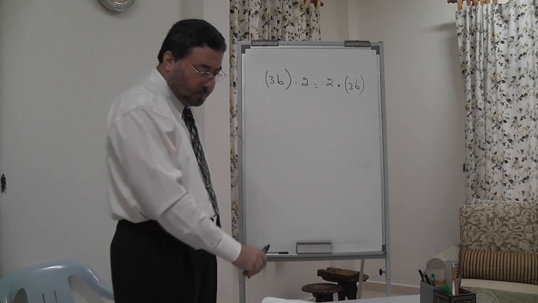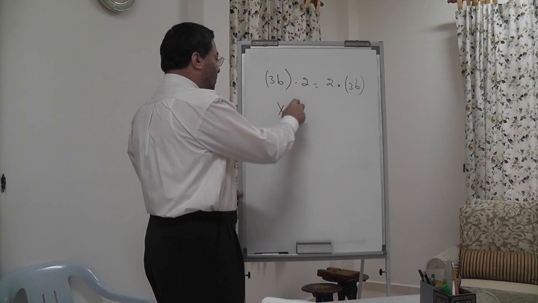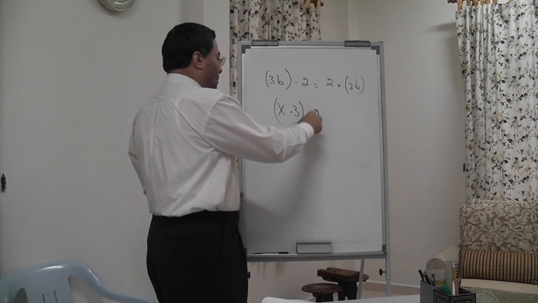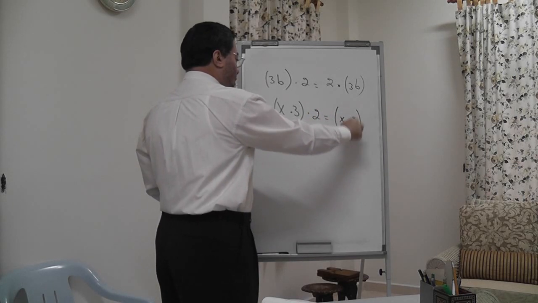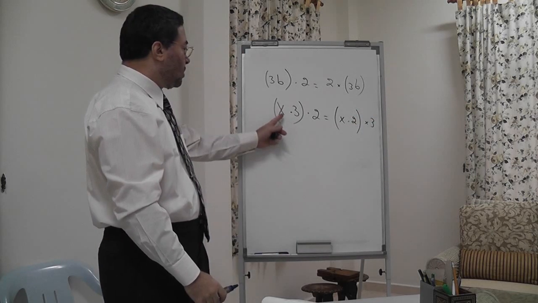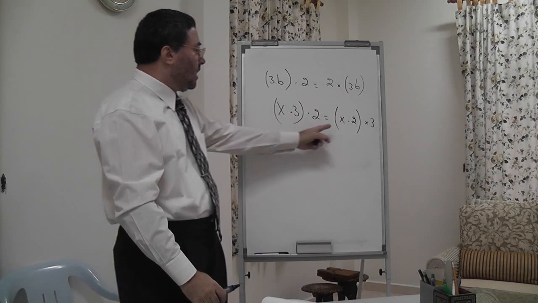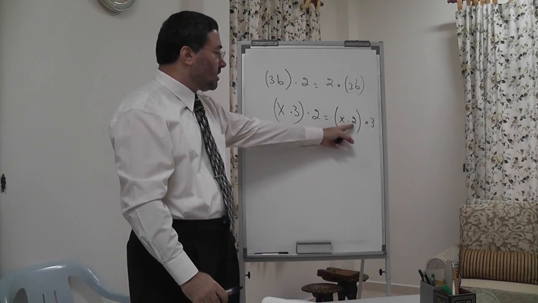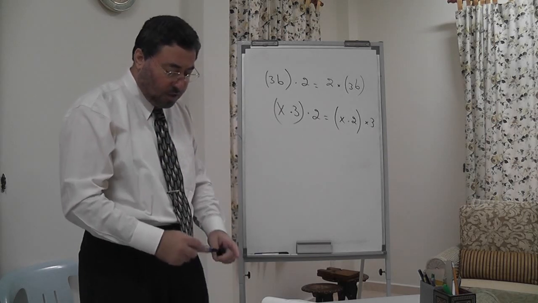Number 8, here we are associating x with the 3, multiplying x by 3. In this case, we are associating x with the 2. So this is the associative property of multiplication.